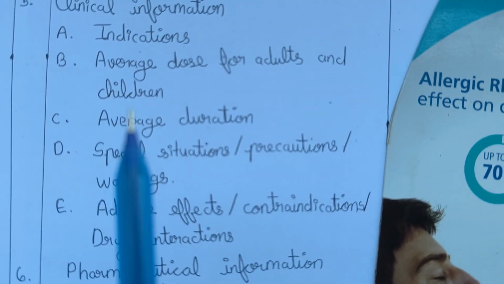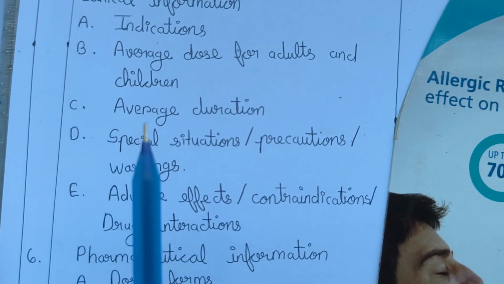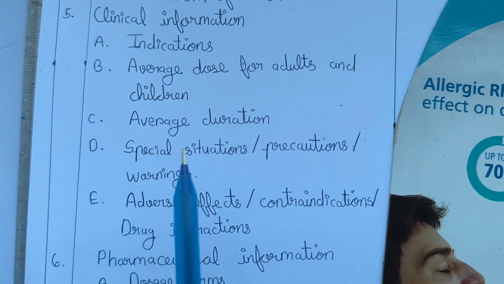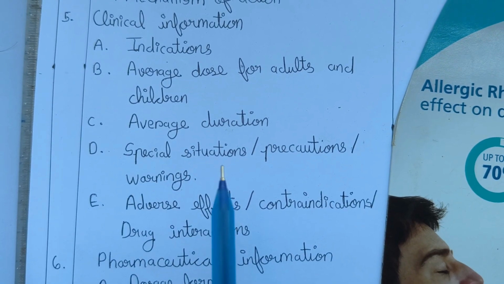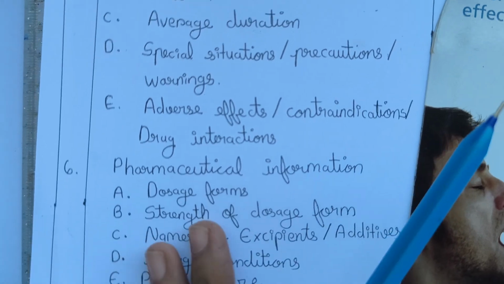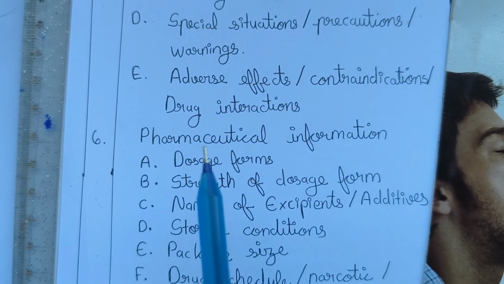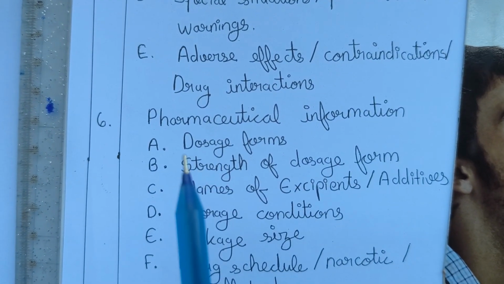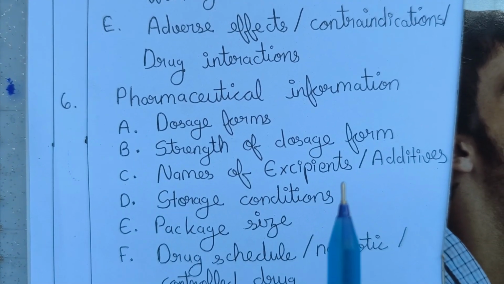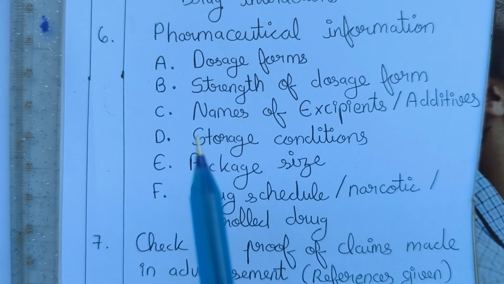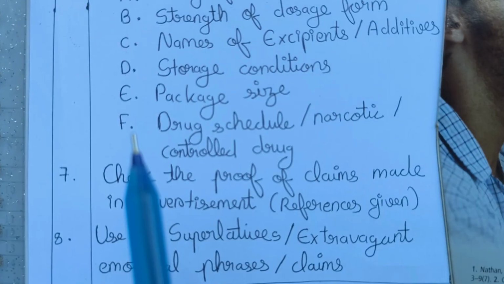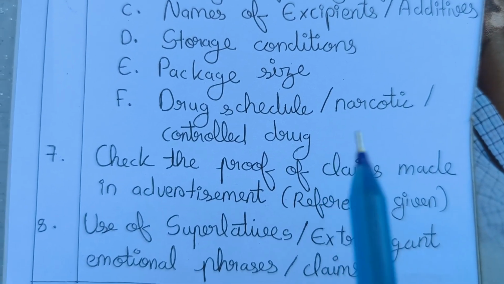duration, for how much time per day it should be taken, special situation precautions or warnings, adverse effect, contraindication, drug interactions, then pharmaceutical information like dosage form, strength of the dosage form, name of excipient or additives if added, storage conditions, package size, drug schedule or narcotic or controlled drugs.